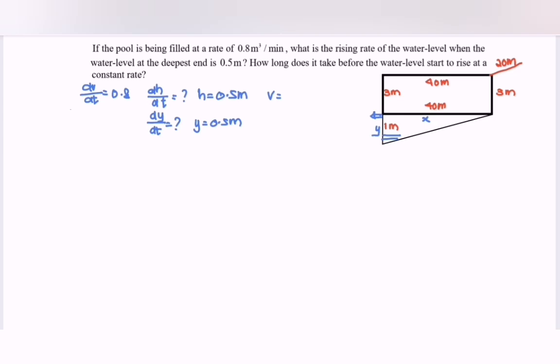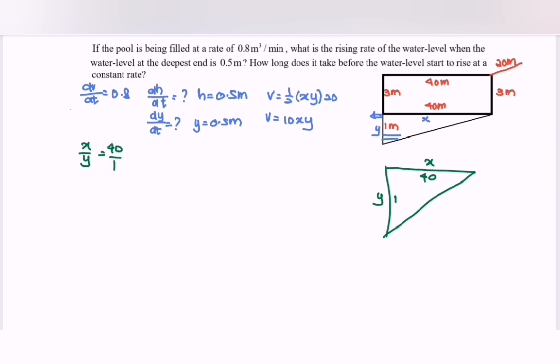So now we have the situation 1/2 multiplied with x, y. Do remember we have the width, which is 20 meter. So V equals 10xy. Now we have to express V in terms of y. By using the ratio, we have the right angle triangle, so we name it x and y. For x we have the 40 and for y we have the 1. In ratio form, x over y equals 40 over 1. So x equals 40y.